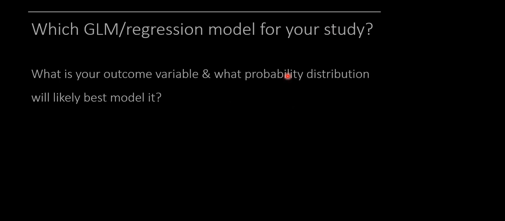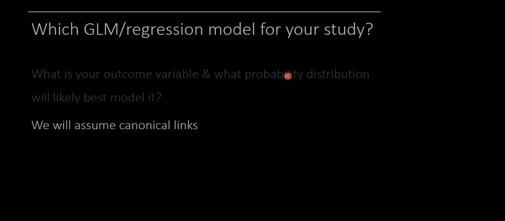There are lots of different considerations, but probably the most important one that you need to think about is, what is your outcome variable? What type of variable is it? What type of data does it measure, and what probability distribution will best model it? And as I say here, in all the examples we're just assuming what's called the canonical link, so the default link. So we're not going to go into that in any more detail.